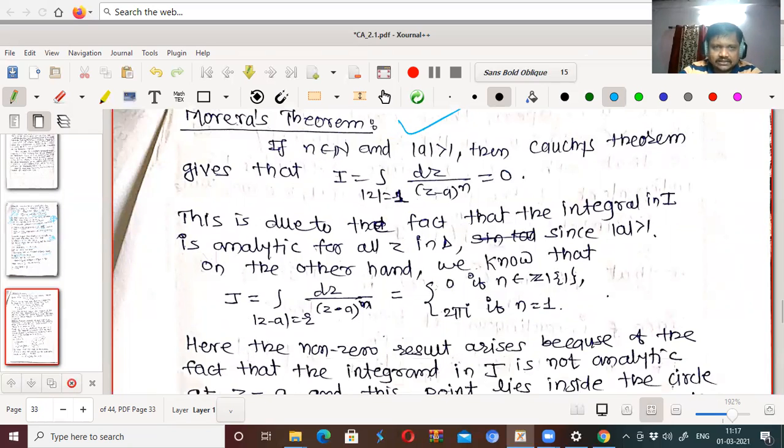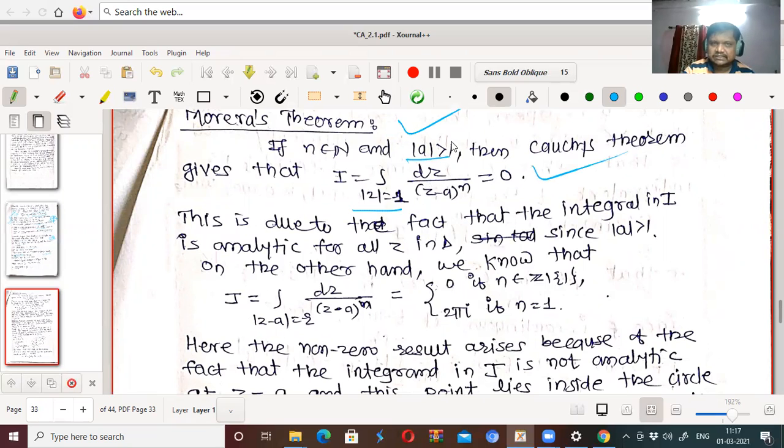We know that if n belongs to natural numbers and modulus of a is greater than 1, then by Cauchy's theorem, the integral over mod z equal to 1 of dz upon (z minus a) to the power n is equal to 0.